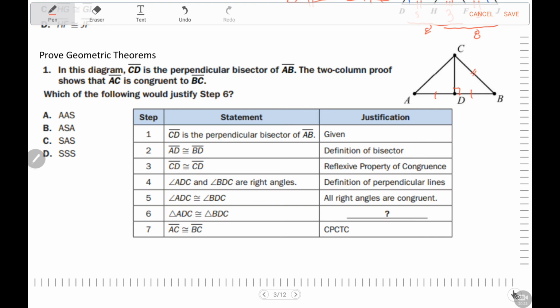Well, let's go through our proof and see what they tell us. All right, perpendicular bisector. AD congruent to BD. Got it. CD congruent to CD. That's the reflexive property. And then that's right angles. All right angles are congruent. And then this is simple. This is side, angle, side. Those triangles are congruent by side, angle, side. And a reminder that if you're trying to prove pieces of the triangle congruent, you use CPCTC.